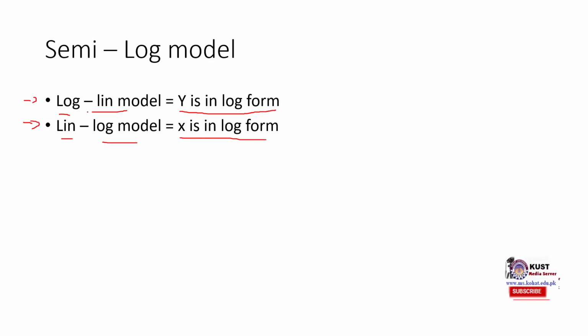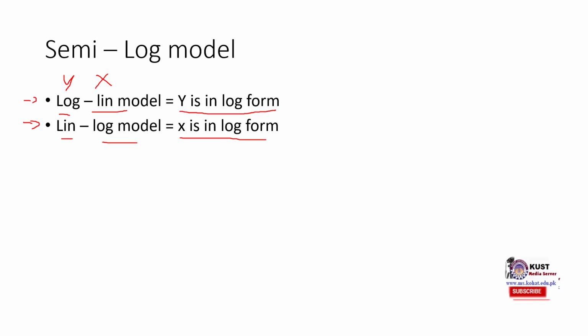So the idea is simple: this part of the name represents the dependent variable and this part represents the independent variable. So log-lin means the dependent variable, the y variable, is in log form, and lin-log means the independent variable is in log form.